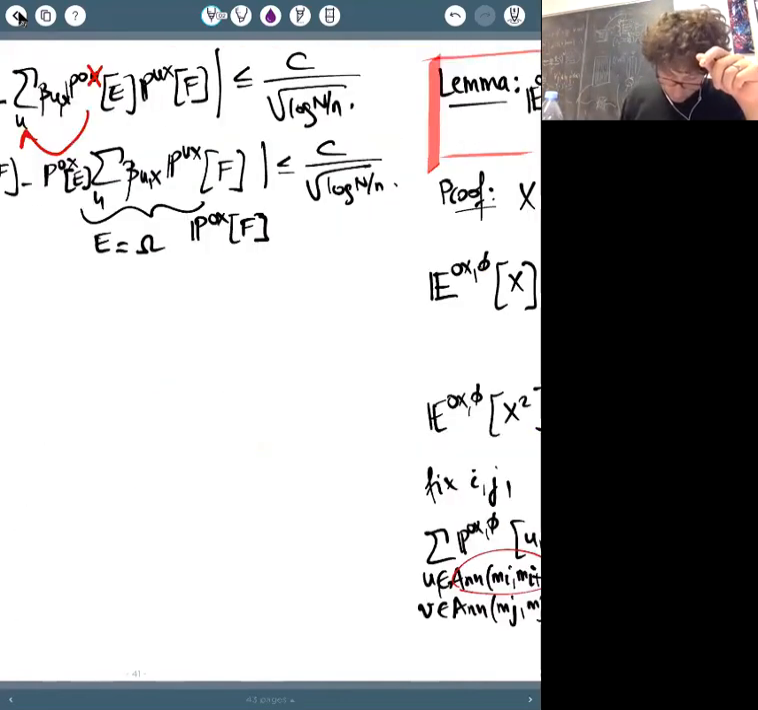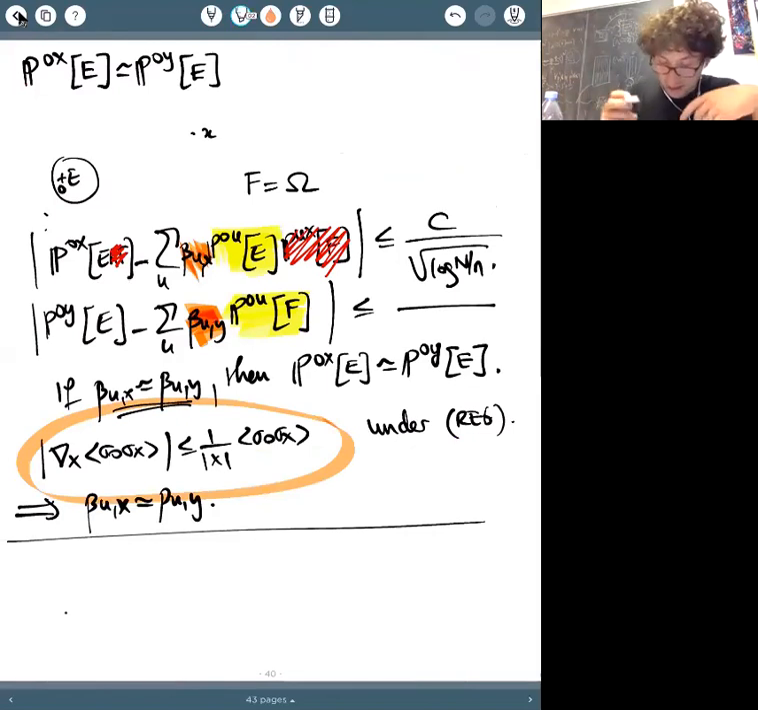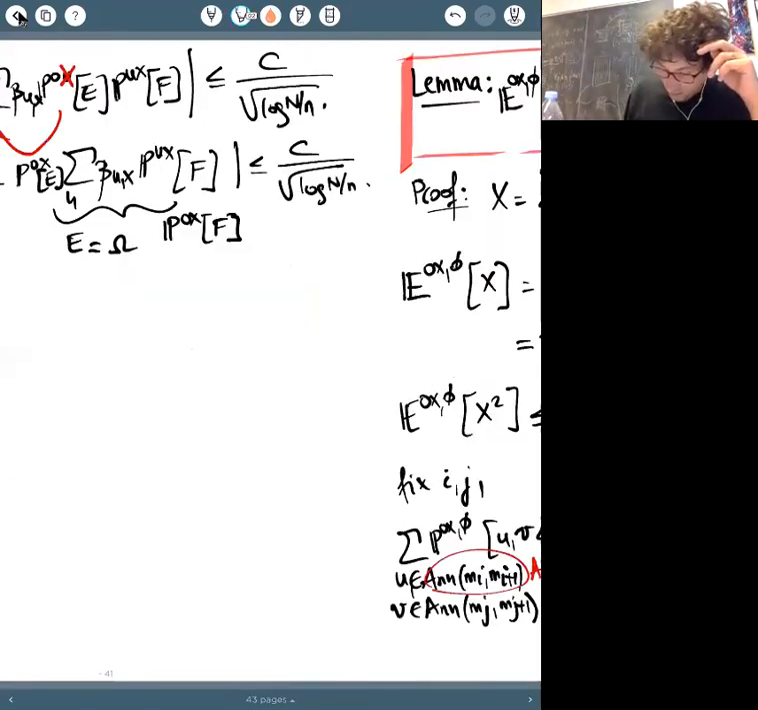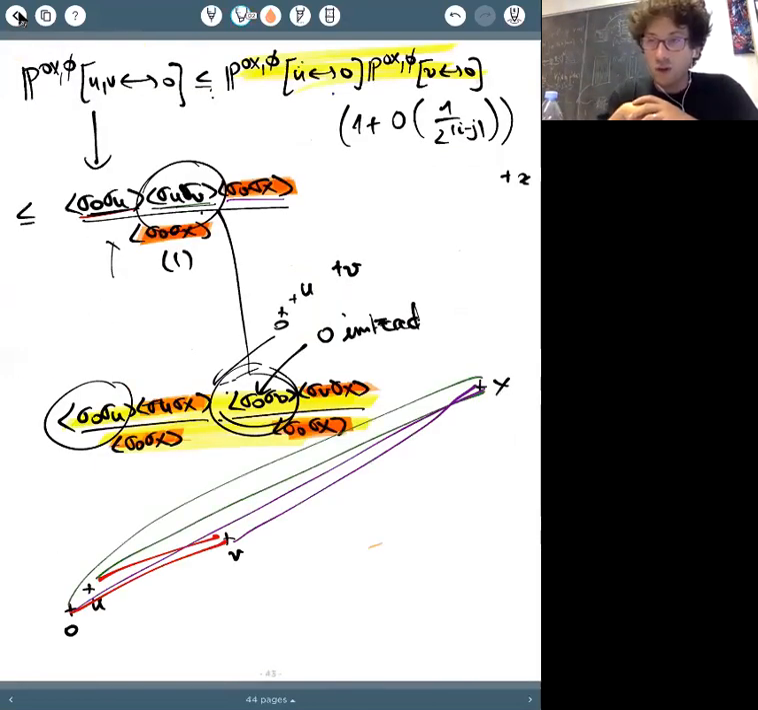There was a gradient somewhere. Yeah, it's here. This gradient assumption gives you automatically that all these orange terms are close to each other, and therefore you end up with the fact that the probability that U and V are connected to 0 is almost like the product of the probabilities, when U and V are very far from each other, I mean, are at different scales.